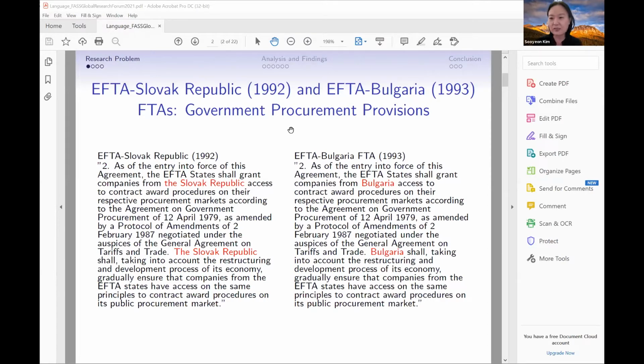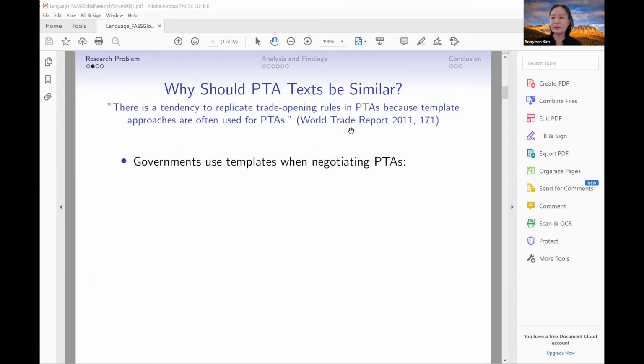They're both EFTA agreements. So EFTA is a group of 4 countries. And these are the government procurement provisions, or at least part of it, with the Slovak Republic and Bulgaria. So putting aside for the moment why the EFTA text is replicated in both of these two agreements, we look at simply the similarity of text, which got me to thinking, right? Should they be similar? So we're talking about preferential trade agreements. Sorry, I sort of take it for granted. But these are government procurement provisions from preferential trade agreements.